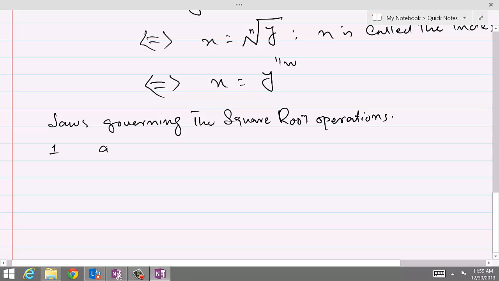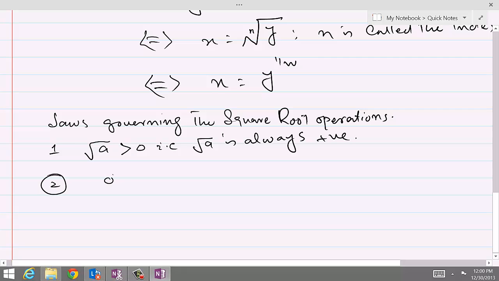Number one, the square root of a positive number. You can always take the square root of only a positive number. The square root is always greater than 0. In other words, you can say that an under root is always positive. Number two, the square root of 0 is equal to 0, and there is no other number whose square root is equal to 0. So the square root of 0 is equal to 0.